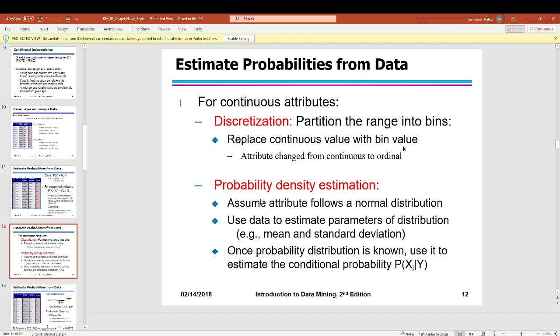For continuous attributes, we will consider probability density estimation instead of the probability mass function. And we have to make some assumptions when we consider probability density estimation. First, we have to assume that the attribute follows a normal distribution. And we will use data to estimate parameters of the distribution such as mean and standard deviation. And once the probability distribution is known, we will use it to estimate the conditional probabilities for each input for a given output.